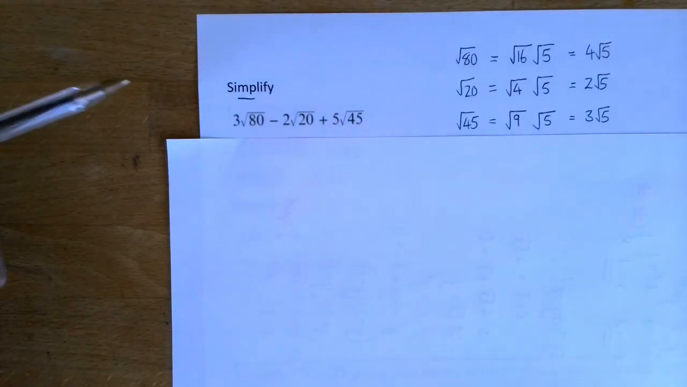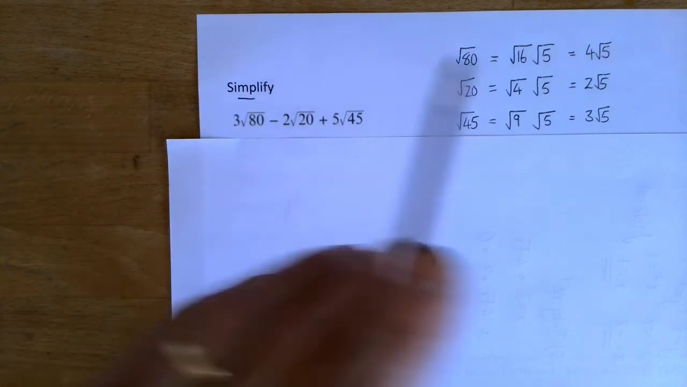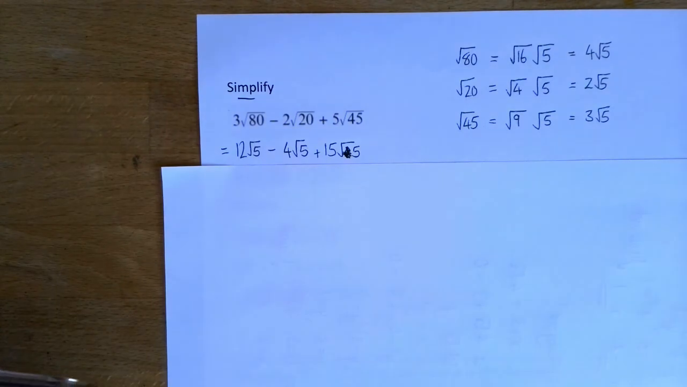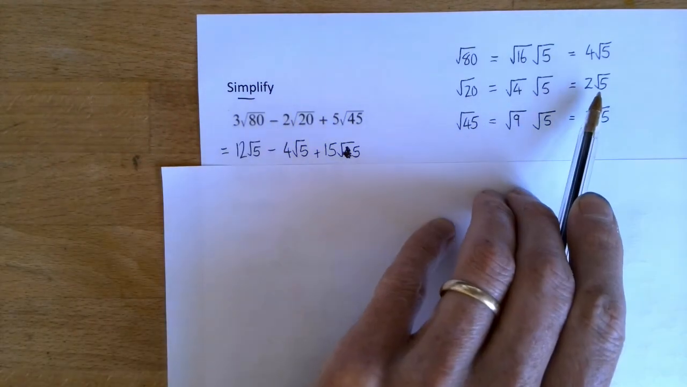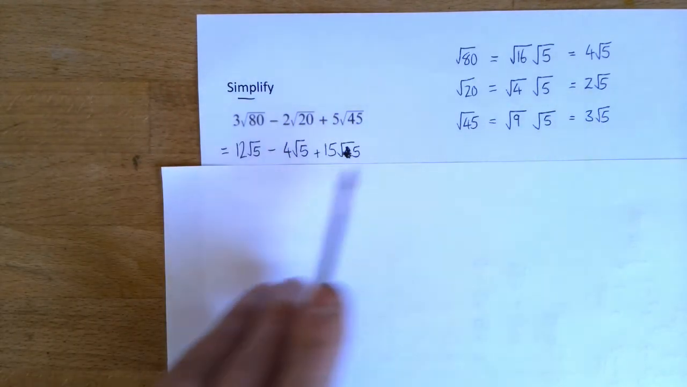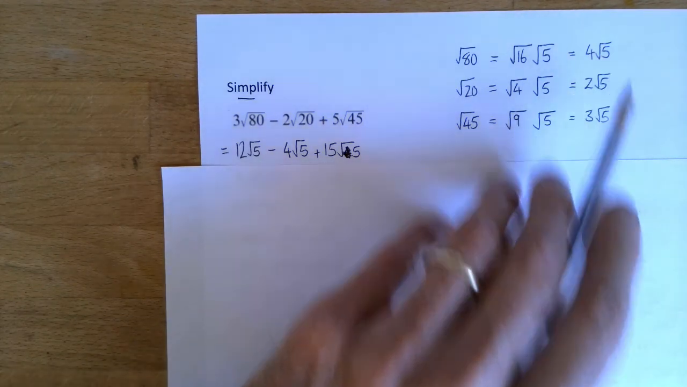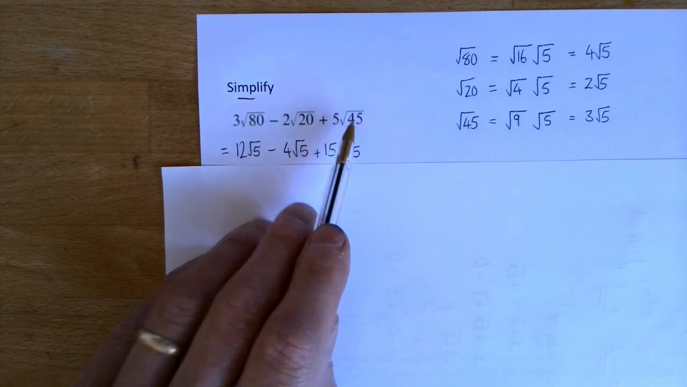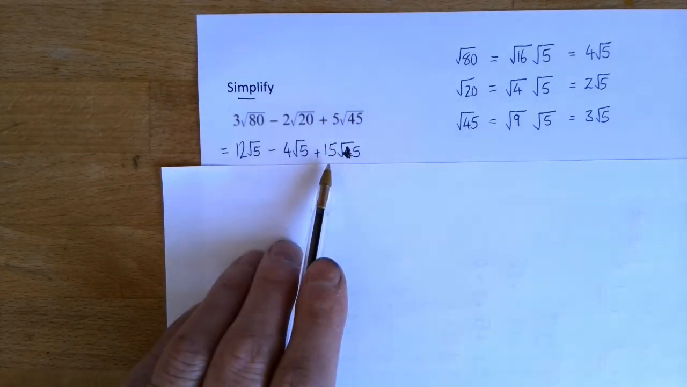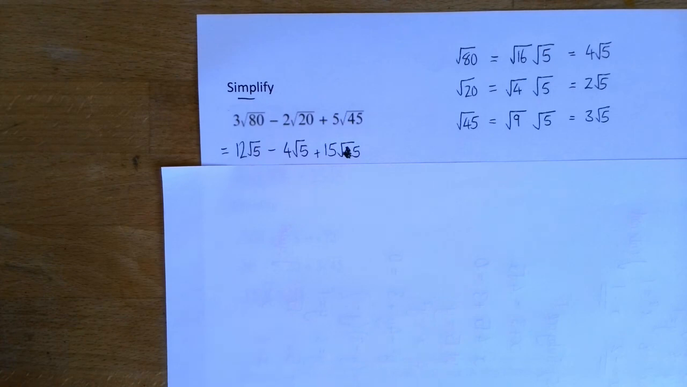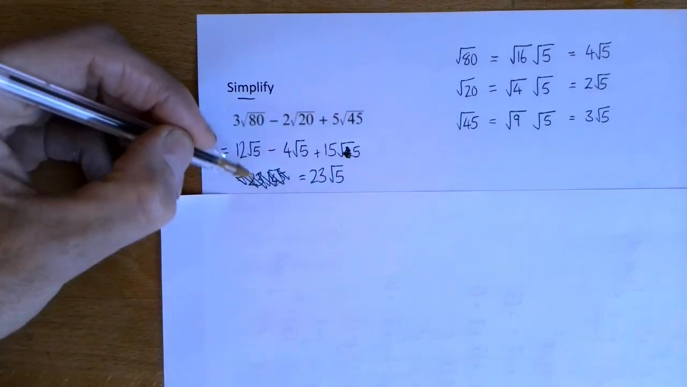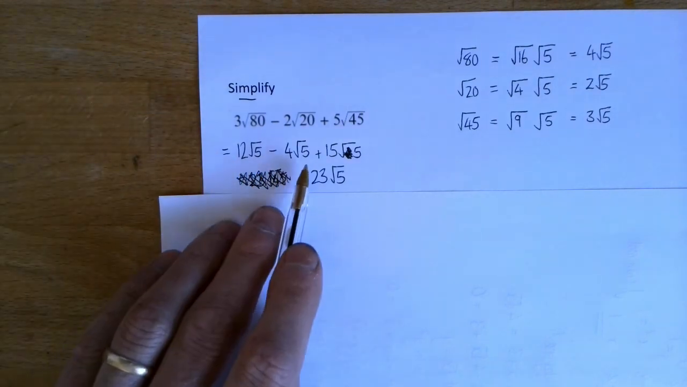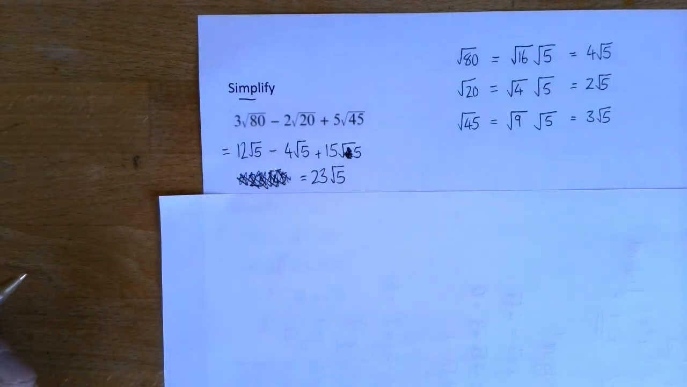Okay, so if we have a look at the question then, we've got 3 root 80, 3 lots of that, so that's 12 lots of root 5. We've got 2 lots of root 20, 2 lots of that, so that's going to be 4 root 5. Remember, we can deal with these as if it was just 4x, 2x and 3x. And we've got 5 lots of root 45, 5 lots of that, so that's 15 root 5. Put it all together and you get 23 root 5. 12 lots of root 5, take away 4 lots of root 5, plus 15 lots of root 5.